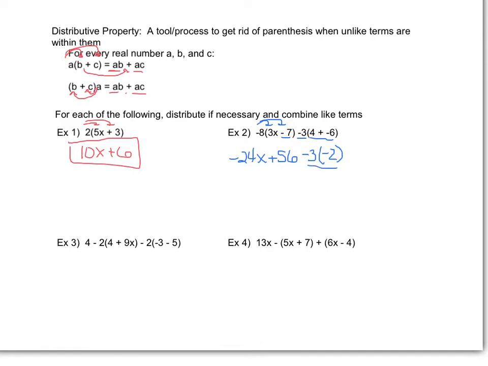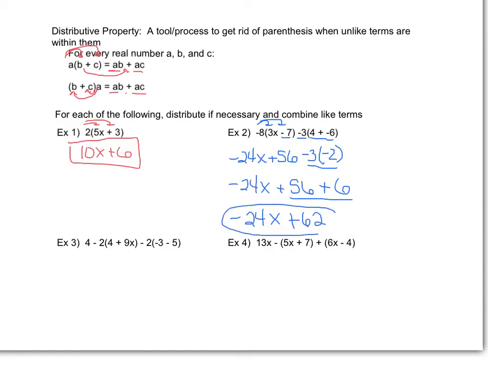From here I can multiply this out. Again, I'm just following that order of operations. That becomes plus 6, and 56 and 6 are like terms, so that minus 24x just keeps dropping down. 56 and 6 are going to combine to give me 62. I no longer have any like terms, so I stop here.